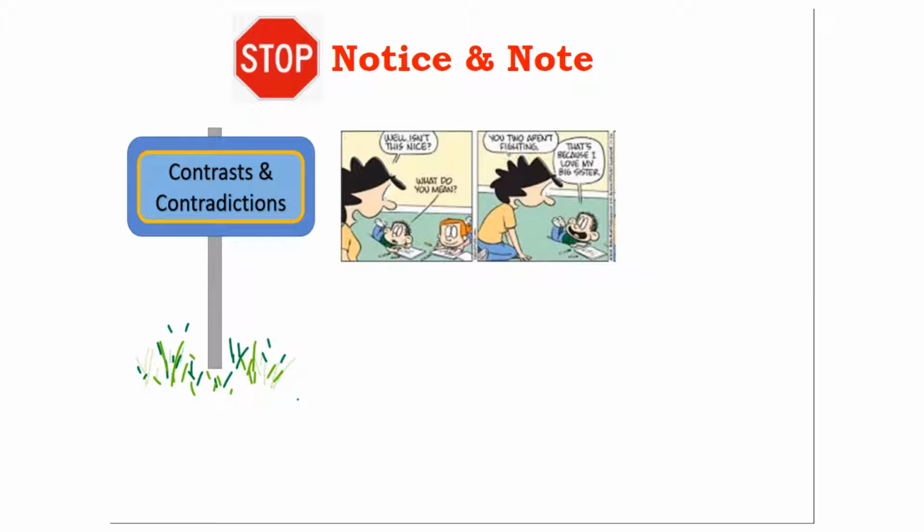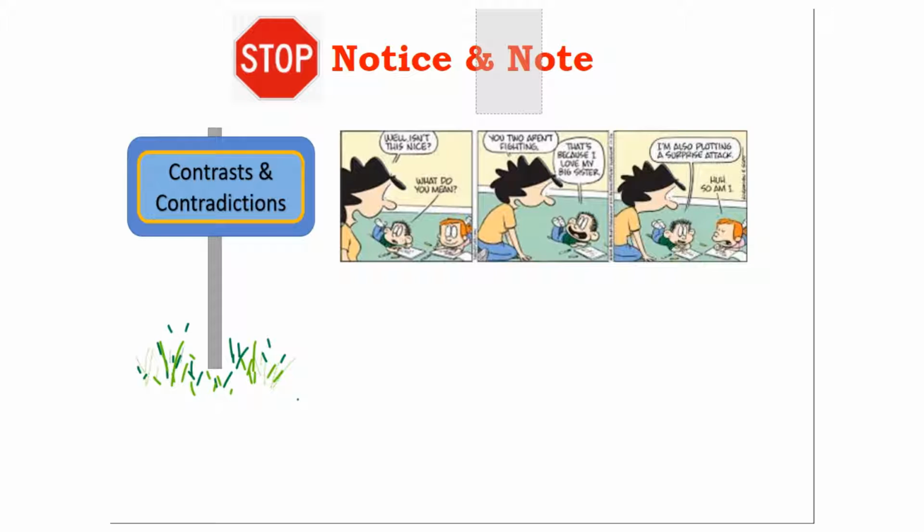I know the cartoon strip Baby Blues, and in this strip, Hammy and his sister Wren are just fighting all the time. When his mother notices they're not fighting, she says, "Oh, it's nice you two are not fighting." And Hammy says, "That's because I love my big sister." And I would stop because he doesn't usually act this way and think, what's going on? They might make a prediction. Something is up. Maybe he's plotting something. And when we read on to the next strip, it turns out it's true. He says he's plotting a surprise attack.